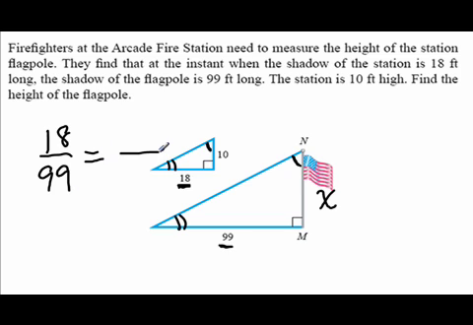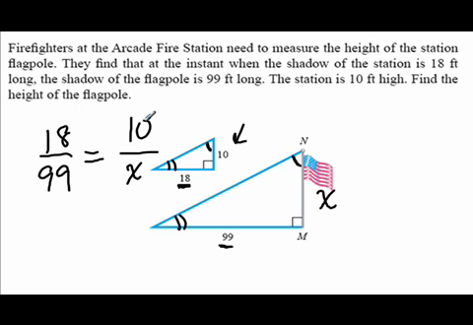So we're going to set up a proportion. 18 units in the small triangle corresponds to 99 units in the large triangle. Where does my X go? X is related to the large triangle. It's going to go down here. And what side is corresponding with X? The one labeled 10. It goes up top.